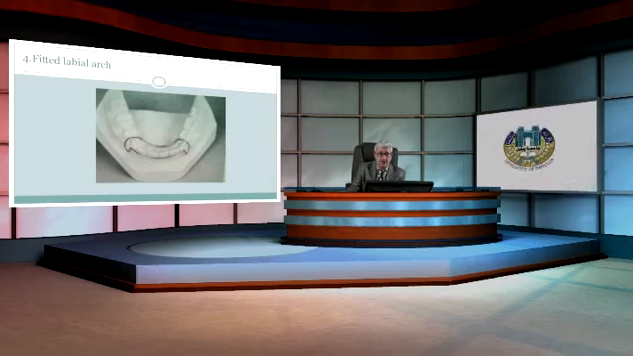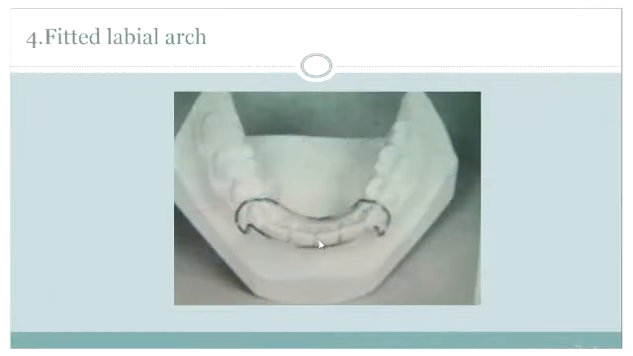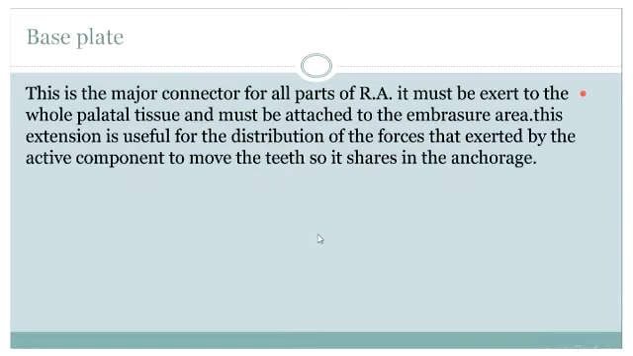Fitted labial arch. Here we can see the fitted labial arch, which is used for retention or for anchorage of the appliance in the anterior segment. The fitted labial arch is sometimes used for a group of teeth, or maybe for the upper central, for example, in order to prevent dislodgement of the appliance from the anterior position.